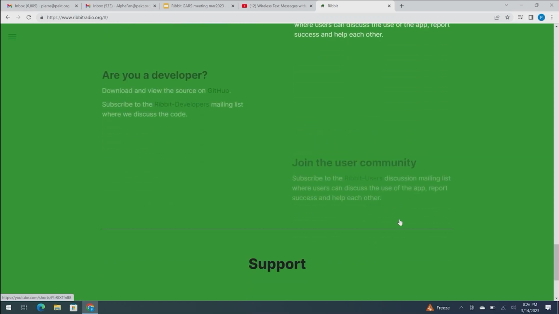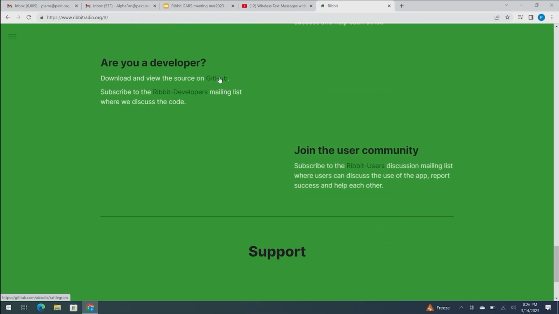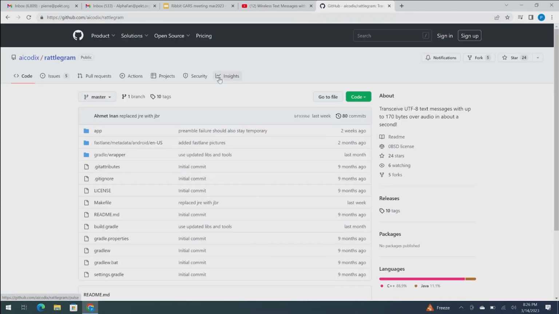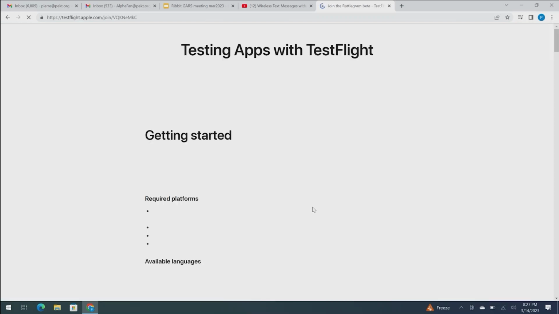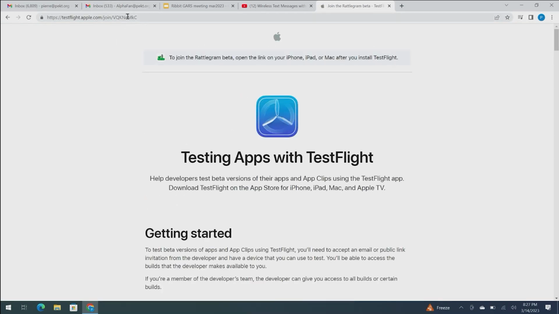For the code, it is all published on GitHub. It's open source, so we published everything. In case you need the invitation code, go back on ribbitradio.org and then click on TestFlight again. The first time you click, it tells you to install TestFlight. Go back on the same website where I was, and click on that link again. Click on the blue icon right there, and it's got the code in the URL. To join the Rattlegram beta, open the link on your phone. So just click it twice. You're not the only one telling us that.